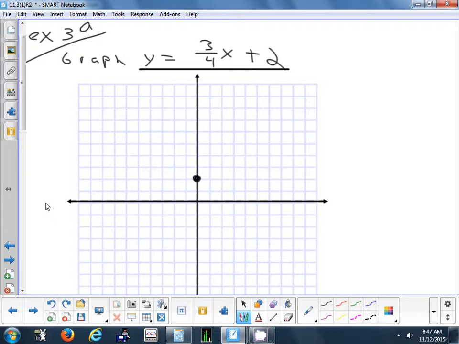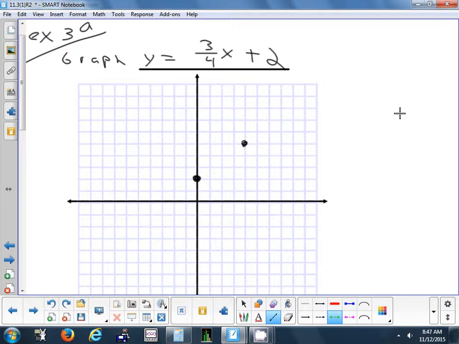So from back to the origin or from the 2? From the 2. From the 2, where am I going? Up 3 over 4. 1, 2, 3. 1, 2, 3, 4. Exactly. Then you draw your line. And let's say you want to do it 3 times. Yeah, you can do it again if you want. Do it from that point you just graphed.